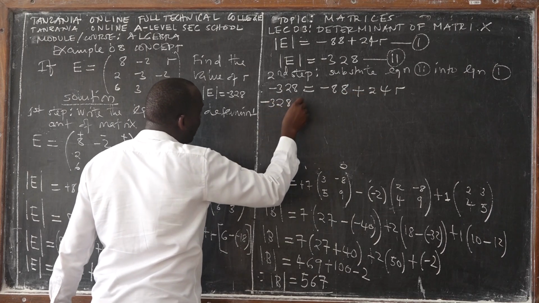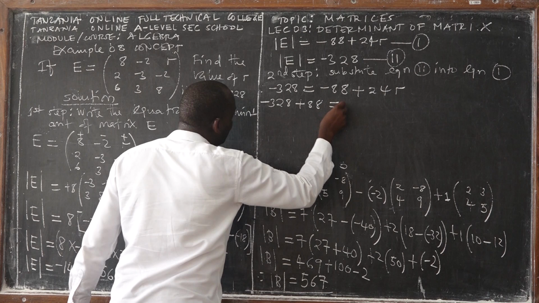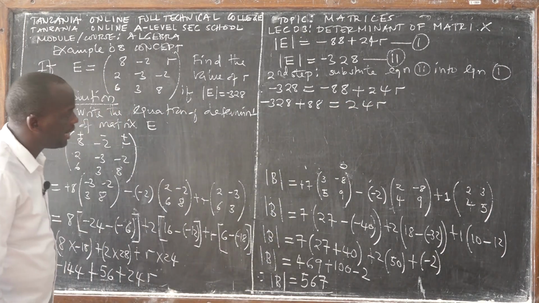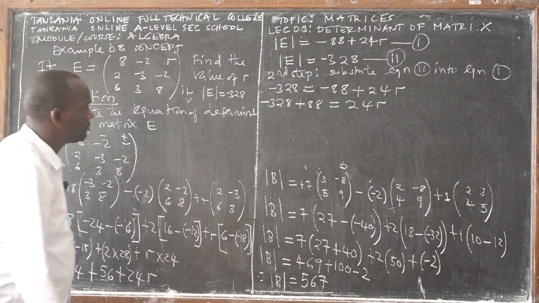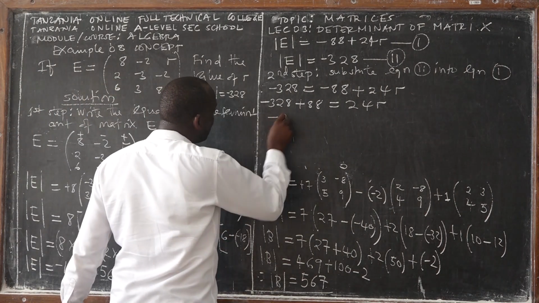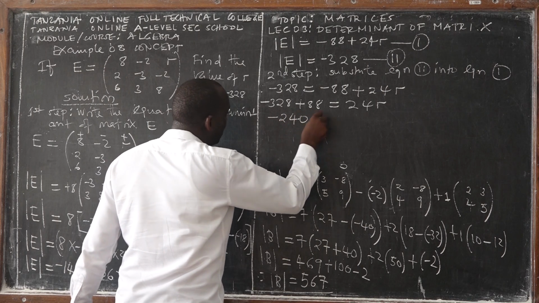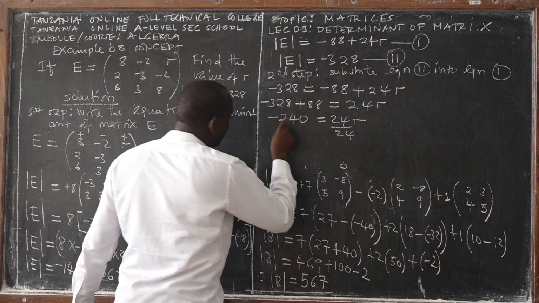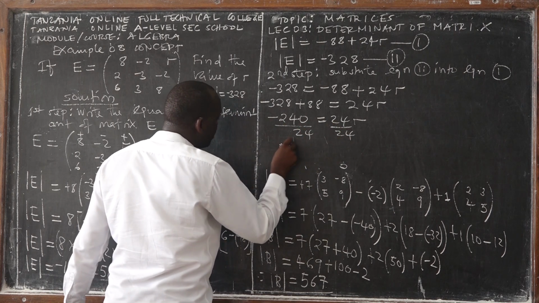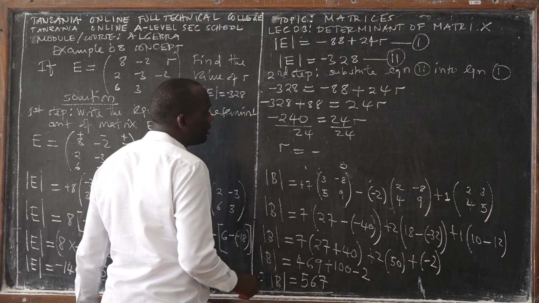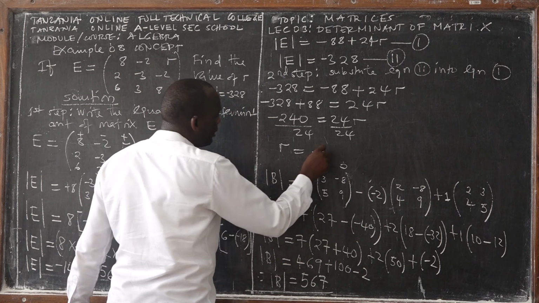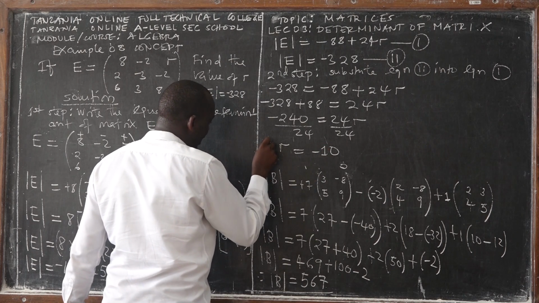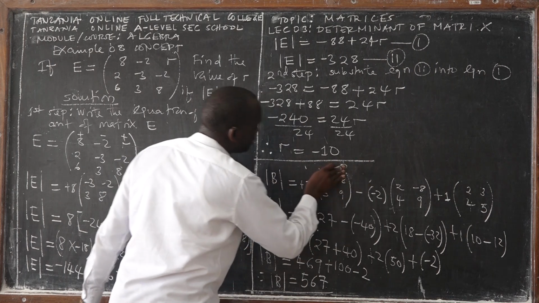Next, we say that we have to make R the subject. Negative 328 plus 88 is equal to 24R. Then negative 328 plus 88 is negative 240, equal to 24R. So divide by 24, divide by 24. R is equal to negative 10. So that's the value of R. You have finished the question.